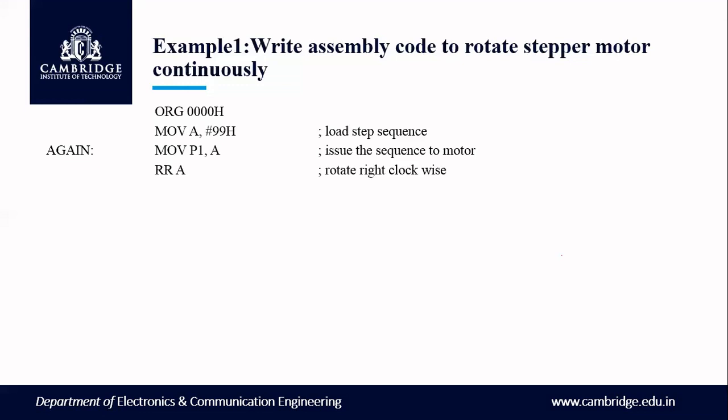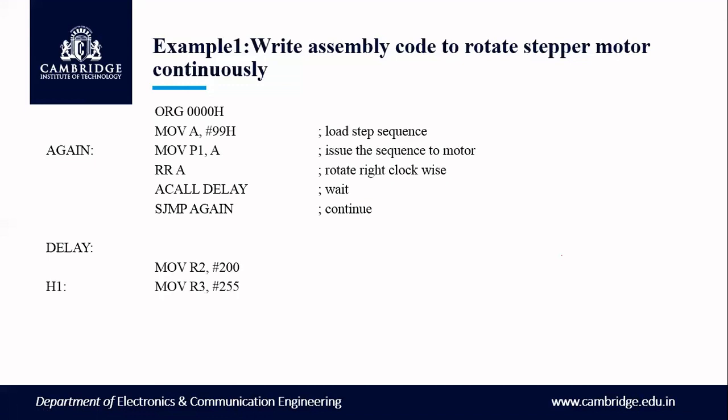So after loading that 4-bit value 1001 onto P1, you rotate right, then wait for some time, then SJump again. Again, after the rotated value, you feed it into P1. So this continues continuously: rotate right, then wait, then again you give. So the motor will be rotating clockwise continuously. Here you are not controlling the rotation.